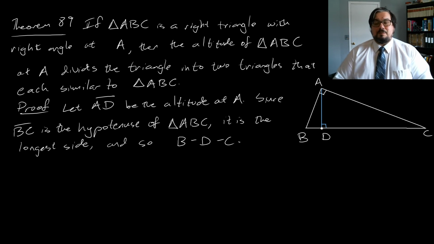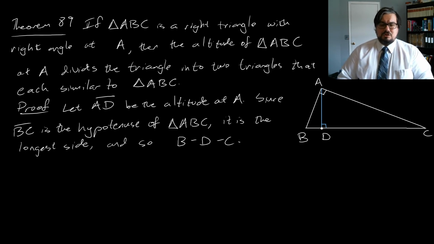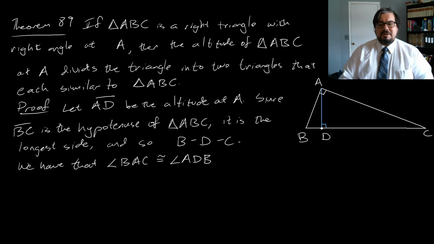Now actually showing that we have similar triangles here is going to be pretty straightforward because we have the angle-angle similarity theorem. So, notice that the angle BAC is congruent to the angle ADB, since both are right angles.